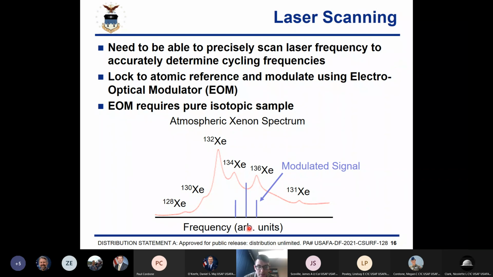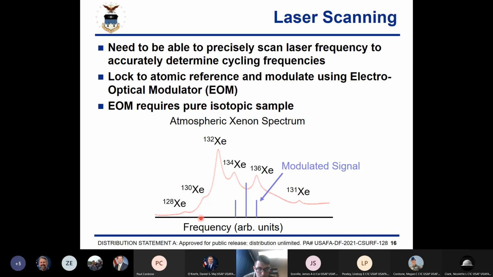What that does, if you look down at the diagram, it takes some carrier signal shown here in the middle, and it puts sidebands on it by rapidly modulating the phase of that carrier signal, where the frequency difference between a sideband and the carrier signal corresponds to the frequency at which you're modulating the phase of the carrier signal. So in order to scan our laser, we're going to lock one of the sidebands. In this case, you can see the leftmost sideband is locked to the peak for Xenon 134. And when it is locked, it'll stay in place. But as we change the modulation frequency of our EOM, the carrier signal and the other sideband will move with respect to that leftmost sideband.